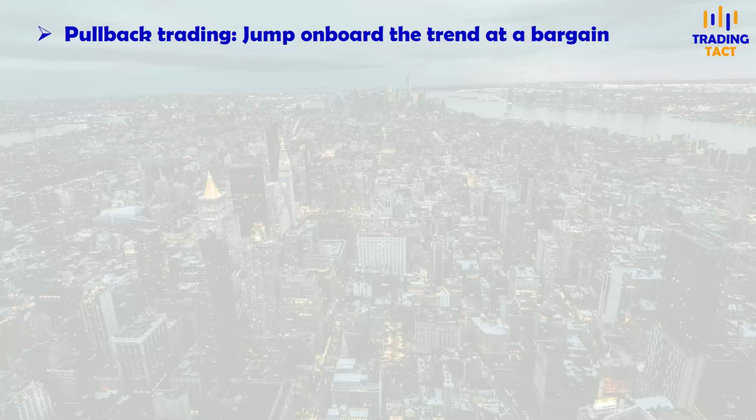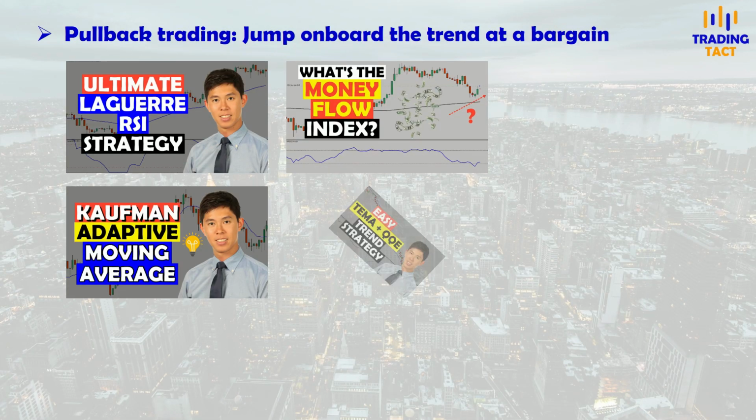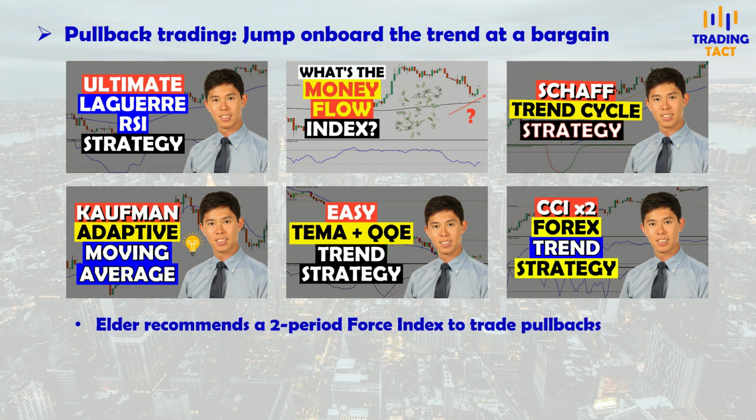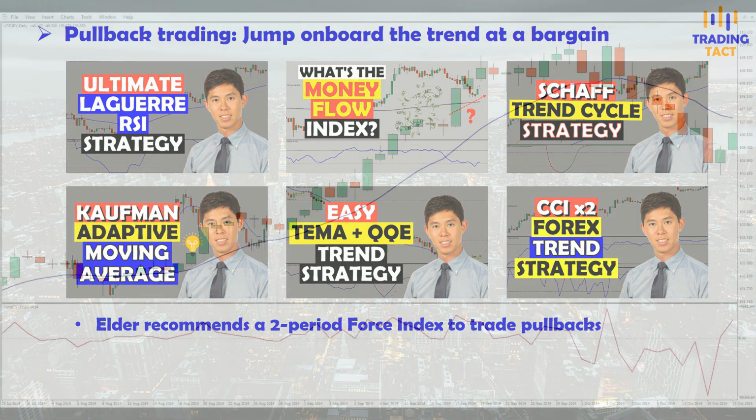If you've been following my channel, you'll know I'm a fan of using short-term momentum oscillators to enter longer-term trends on a pullback. Elder recommends using a 2-period EMA of the Force Index to detect short-term pullbacks. He offers the following additional guidelines.